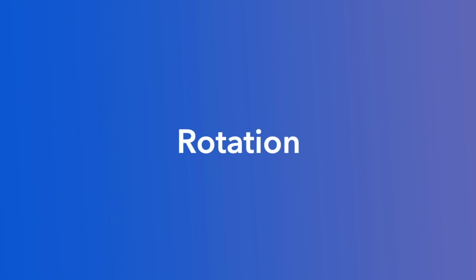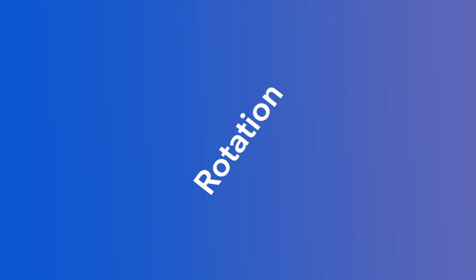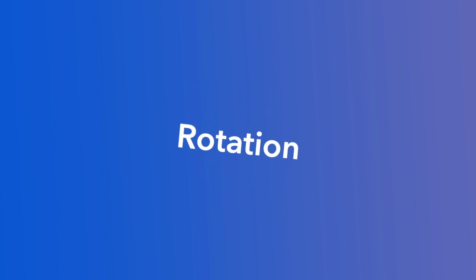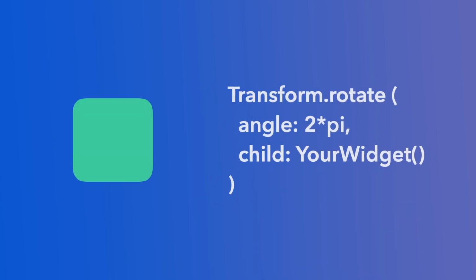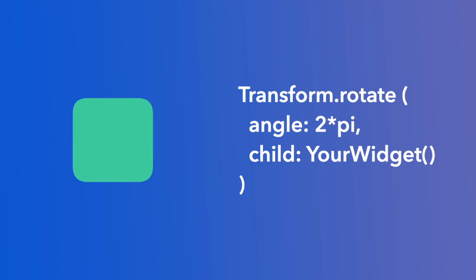I saved rotation for later since it is the most complicated of the possible operations, even though it definitely doesn't seem like it from the user side. The transform.rotate constructor is an easy way to perform a rotation with respect to the z-axis, since that's the axis coming out of the screen.